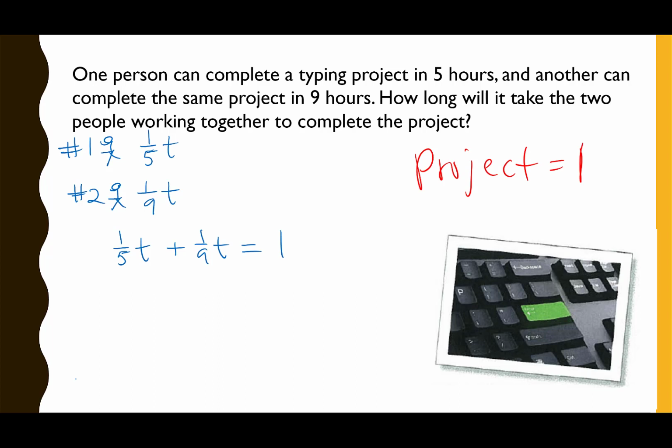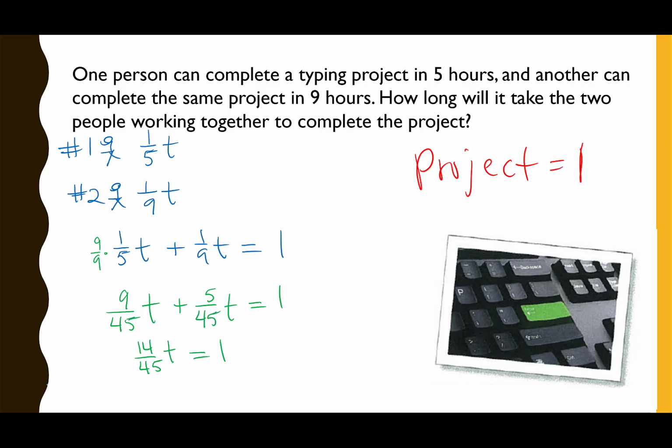Before we can add these fractions together, we need to find common denominators. 45 would be a common denominator, and so the numerator of 1/5 would now be 9. So this will be 9 over 45t plus 5 over 45. I just multiplied that second fraction by 5 over 5 equals 1. Now we can add those 2 fractions together because they're like terms. They both have the variable t. This is 14 over 45 t equals 1. Okay, now we're going to divide by a fraction.